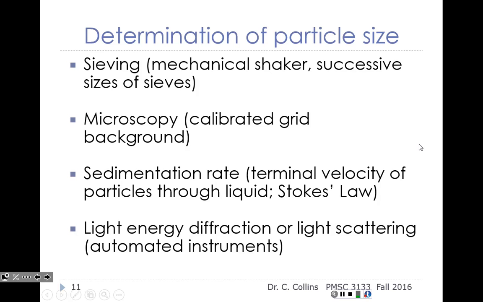Light energy diffraction, light scattering, so some automated instruments might be able to use the powder directly, might have to disperse it in some type of liquid medium.